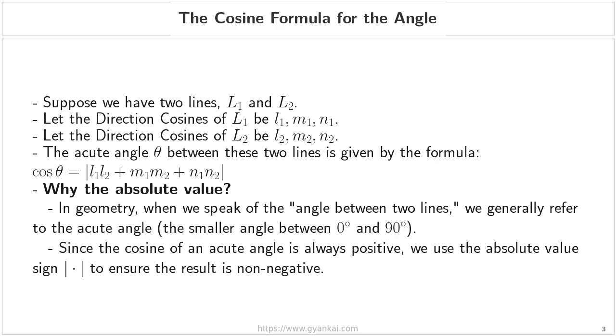In geometry, when we talk about the angle between two intersecting lines, we are almost always interested in the acute angle. That is, the smaller angle, which stays between 0 and 90 degrees. Because the cosine of any acute angle is always a positive value, we use the absolute value bars to ensure our final calculation remains non-negative. This prevents us from accidentally calculating the obtuse supplement instead.